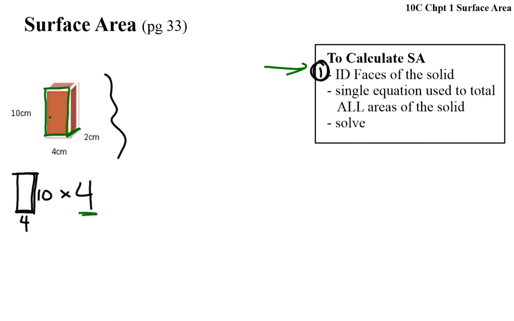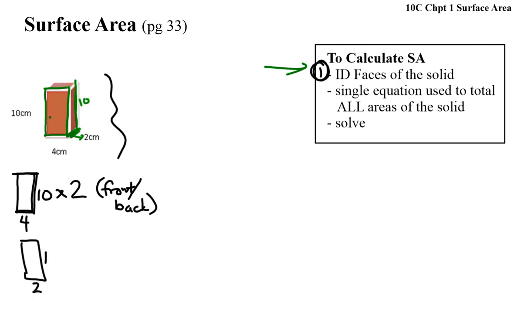But when we look at the side, we now have a length of 2 and a height of 10. So there aren't 4 by 10s. We only have 2 4 by 10s. 2 of those. And those you could identify as the front and back. What else do we have? Well, we just identified that we have 2 by 10s, and 2 of them on the sides.